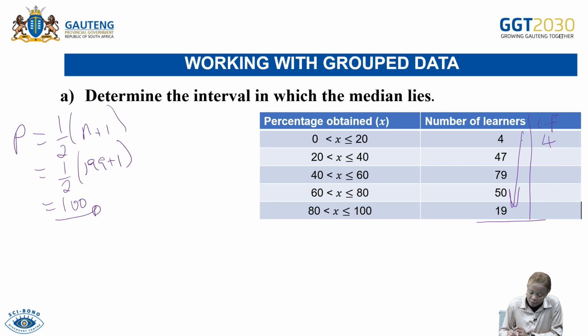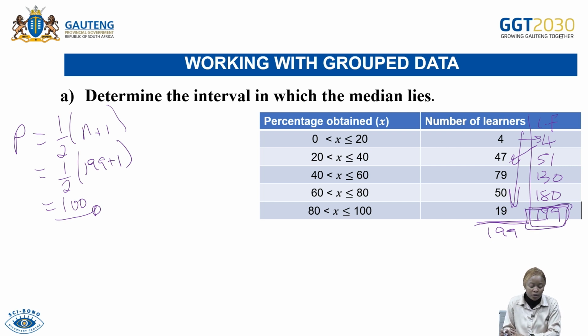Let's find our cumulative frequency this side. I write my 4, and then 4 plus 47, you'll get 51. And then 51 plus 79, you'll get 130. And then 130 plus 50, you will get 180. Then 180 plus 19, you will get 199. Don't forget, the total of the frequency should be the same as the last value of the cumulative frequency.